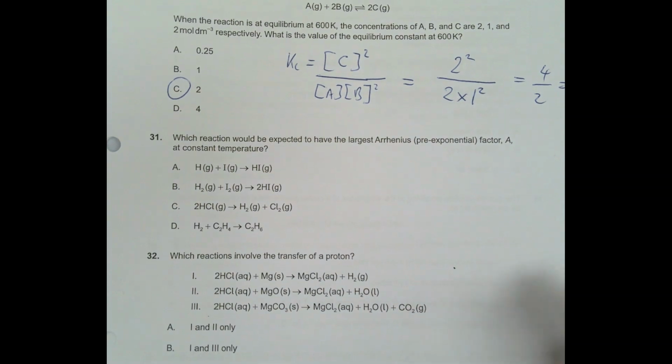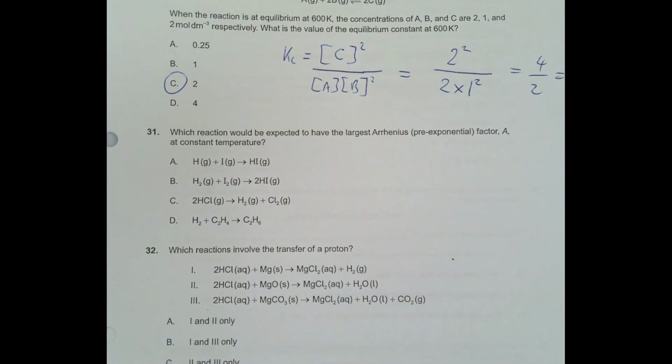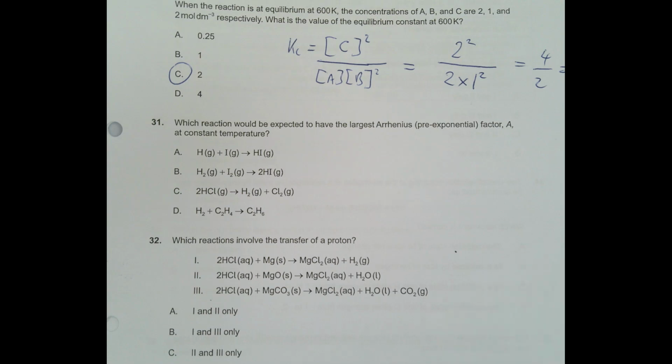Question 31, which reaction would be expected to have the highest Arrhenius factor? Again, let me just pause and have a think. Right, so the pre-exponential factor in the Arrhenius equation is all to do with the orientations and frequency of the collision. So essentially here we've got to think about the orientations.